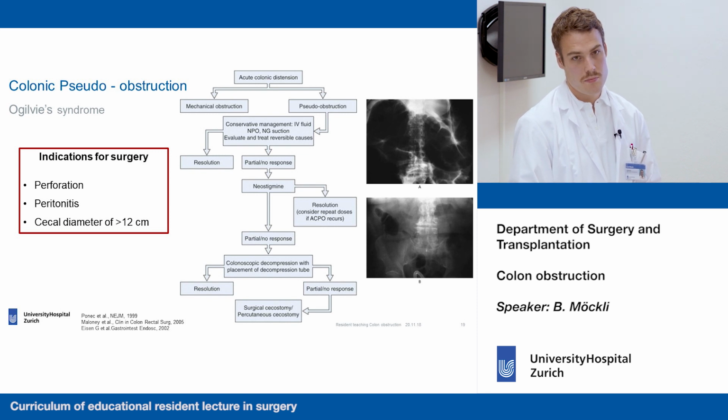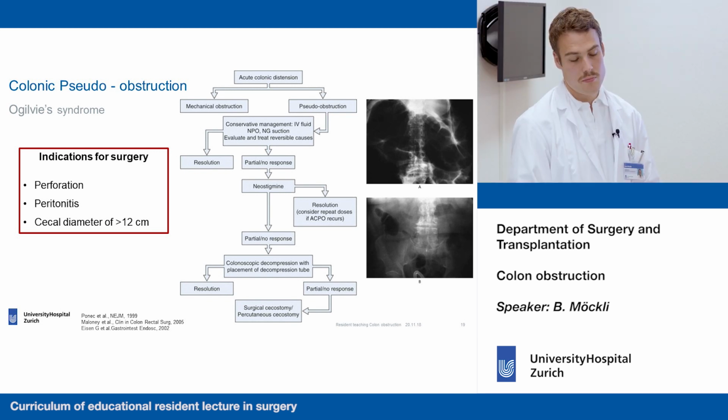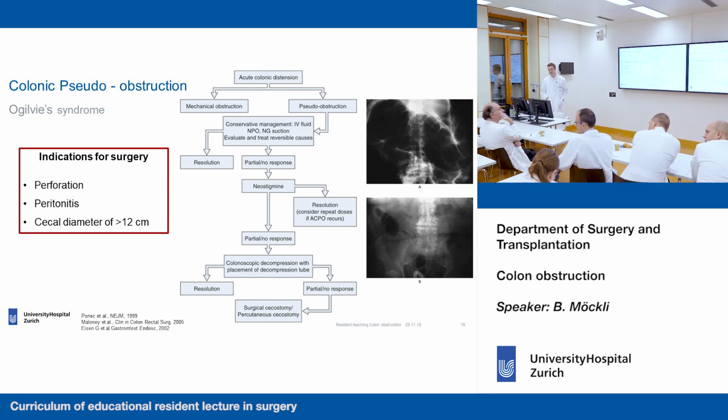You show here for the pseudo-obstruction that with a diameter bigger than 12 centimeters you should resect, but is there a cutoff until when you can do the decompression of these patients? To be honest, no, there is no such limit. There's also no limit where you should do a resection, like 12 centimeters. That's kind of arbitrary. So this is mainly a clinical decision. When you should do a colonoscopy, when you try to do a decompression, when you go straight to the OR, that has to be decided at the patient's bed.